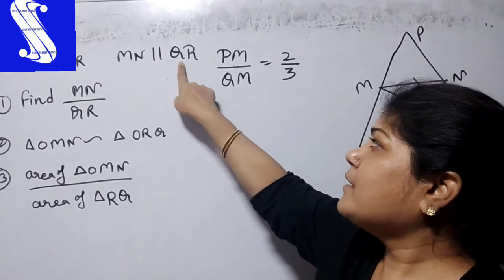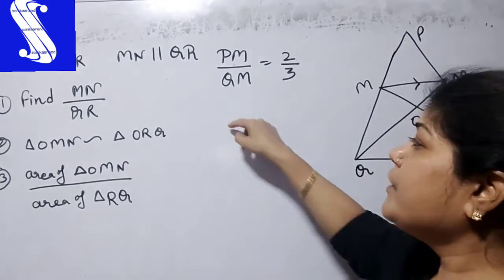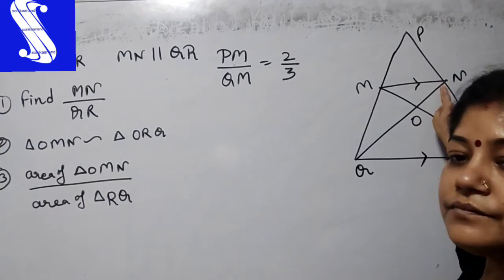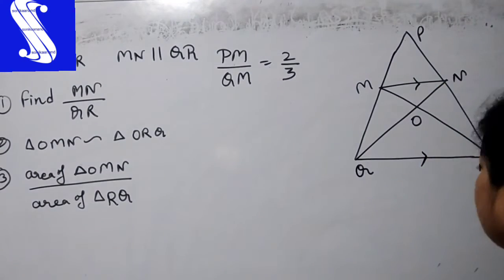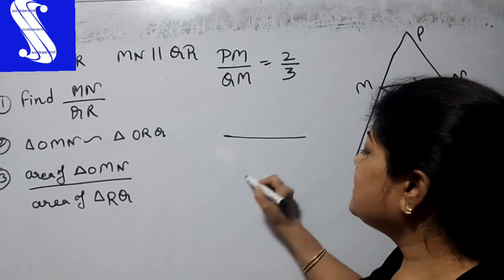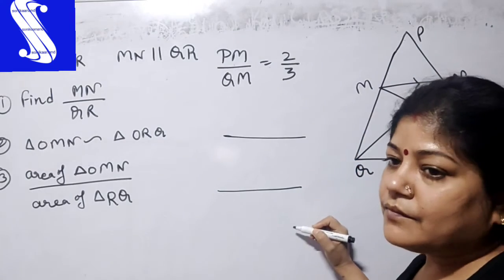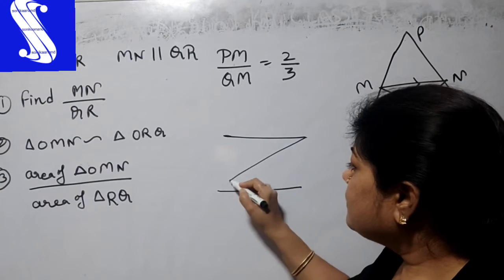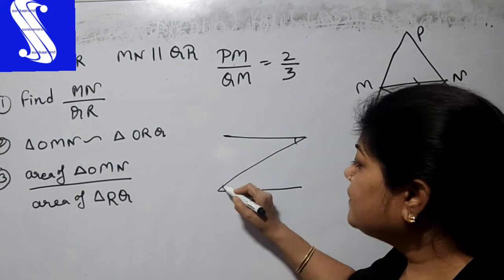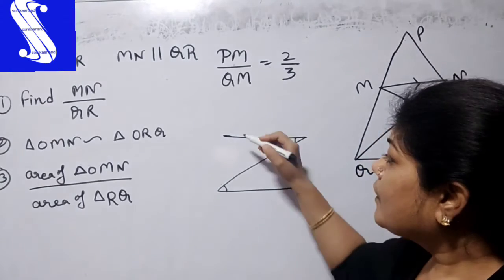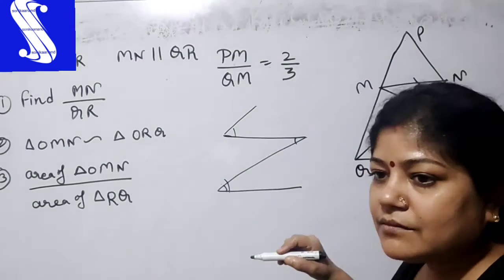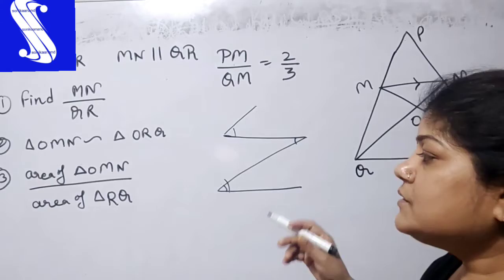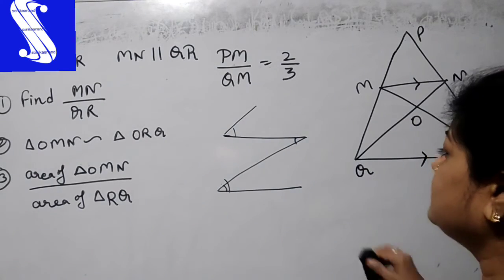MN is parallel to QR. Now see where MN, this line, is parallel to QR. Now what does it mean? If two lines are parallel, okay, then these angles are alternate. If from here some angle is going, then these angles are corresponding. Okay, so some little bit properties are there.